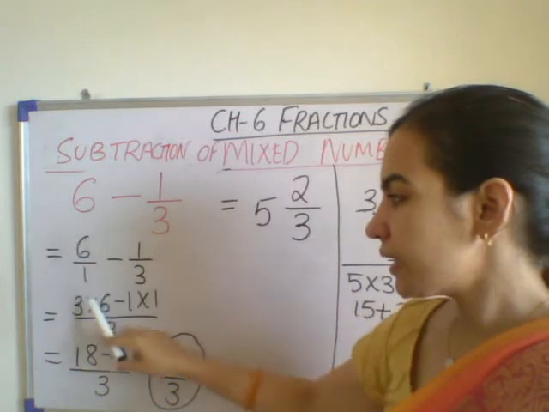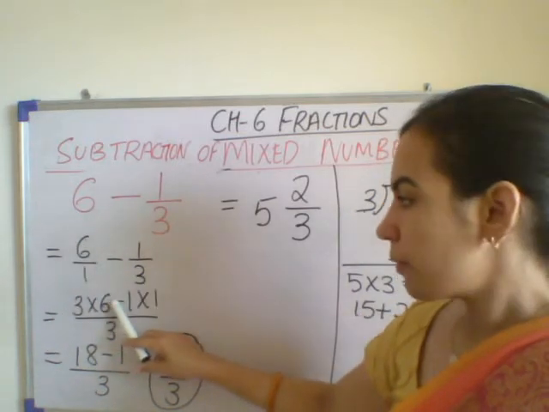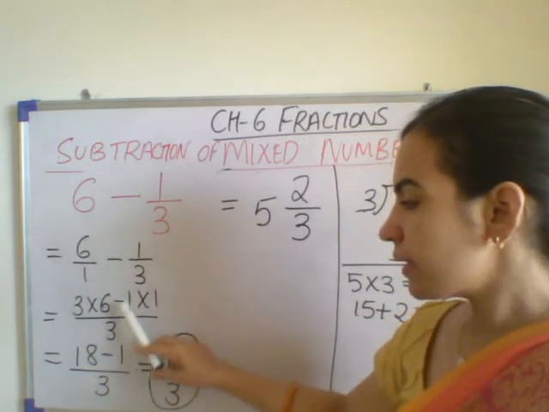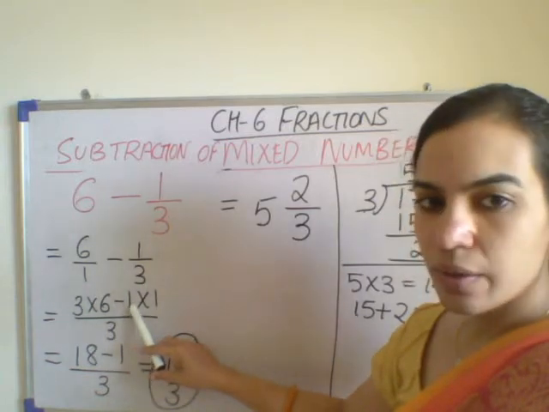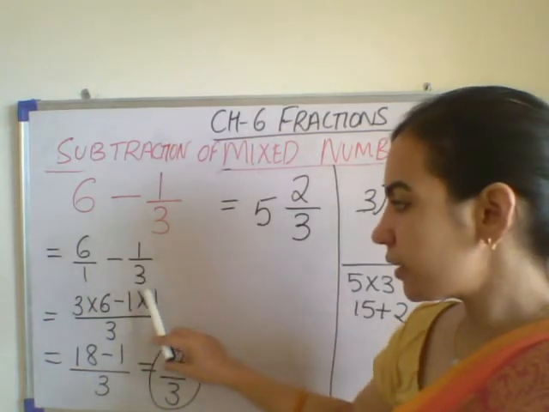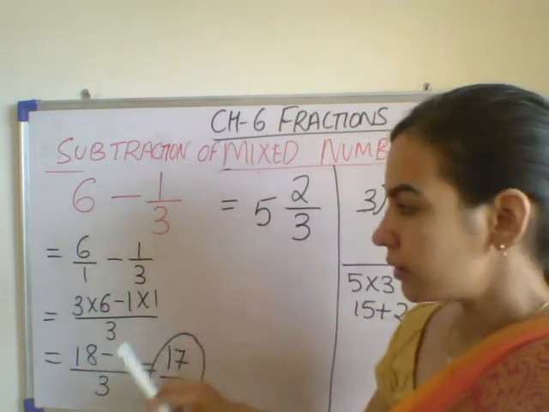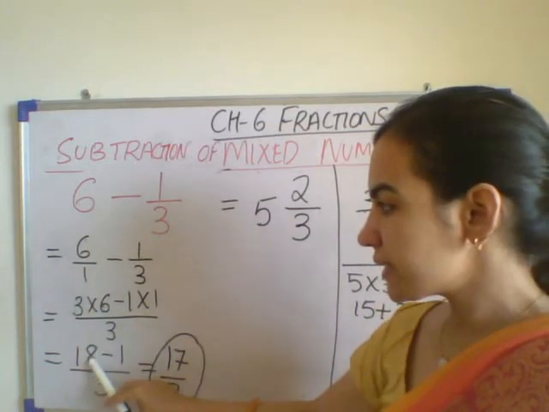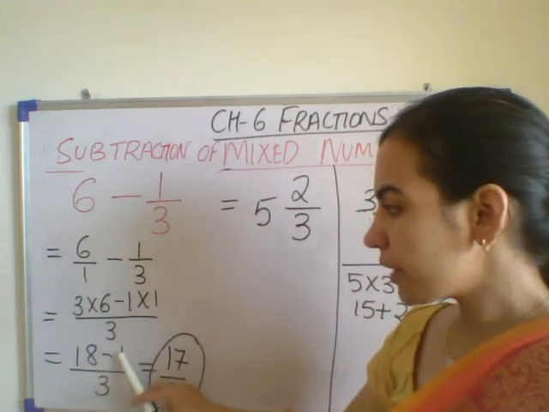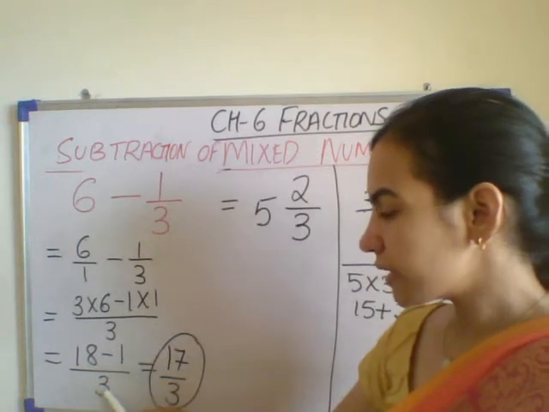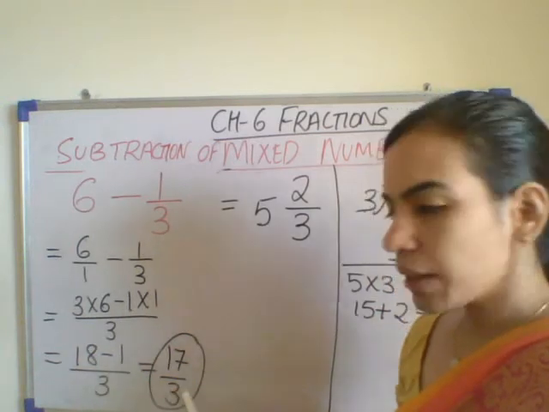Multiply by the numerator, that is 6. Minus 3 divided by 3 is 1. Multiply by this numerator 1. Then 3 multiplied by 6 is 18. 1 multiplied by 1 is 1. I have written here 3. 18 minus 1 is 17 upon 3.